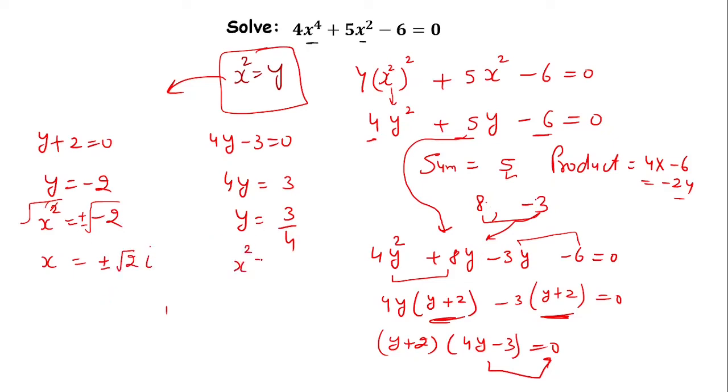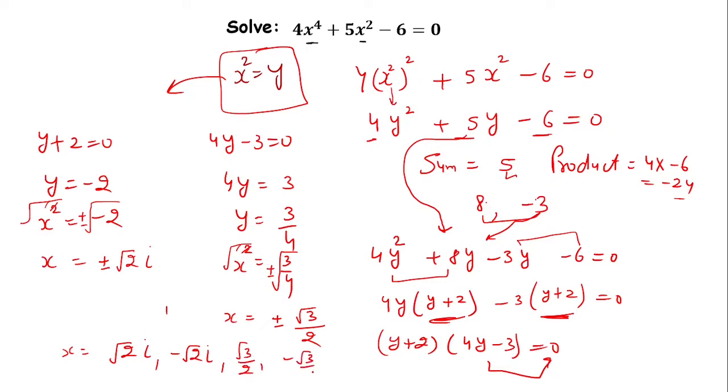Same here, x square is equal to 3 over 4. Now same thing, my dear, if you take square root on both sides, what will happen on the left hand side? I will be getting only x, and on the right hand side we have square root 3 over 2, because the square root of 4 is 2. So I have four answers, the final four answers: square root 2 iota, minus square root 2 iota, positive root 3 over 2, and negative square root 3 over 2.